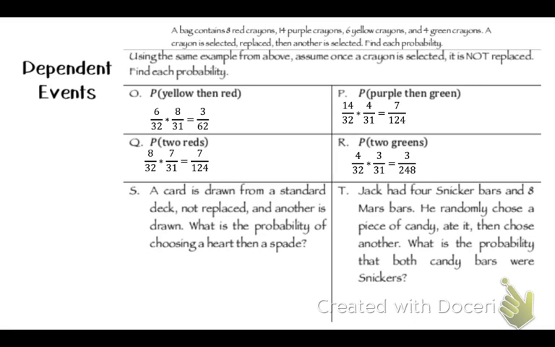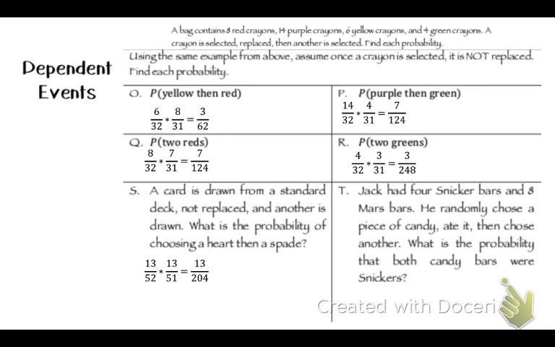Okay. So this one, we want to know a card is drawn from a standard deck, not replaced, and another is drawn. What's the probability of choosing a heart? Well, the probability of choosing a heart is 13 out of 52. And then we want to know the probability of choosing a spade right after that, and we didn't replace the heart. So it's 13 out of 52 times 13 out of 51, which is going to be 13 out of 204.